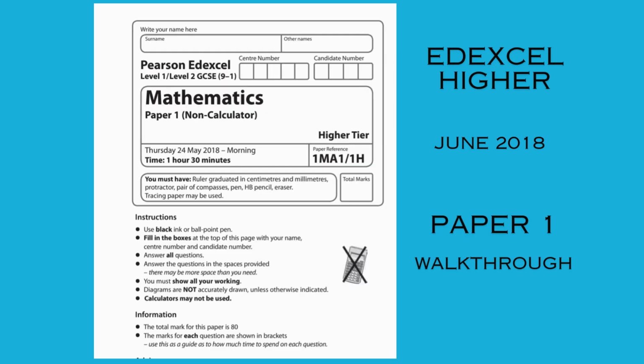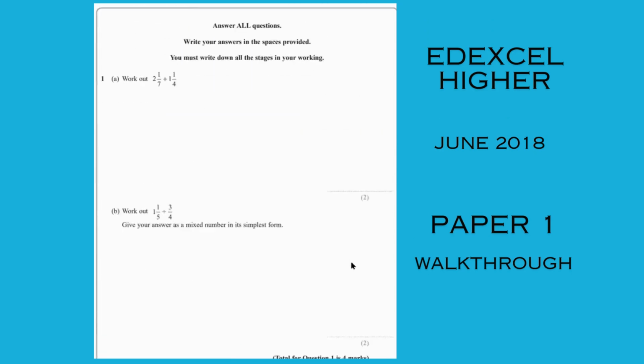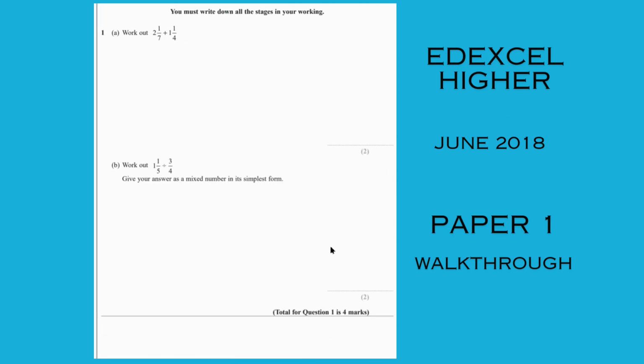So welcome to my walkthrough for the Edexcel Higher paper. It's the summer of 2018 papers we're starting today, and it's non-calc, which is why it starts off with the usual fractions work. So first question, going to make them top heavy, so I always go big times bottom, 2 sevens are 14. Add the 1 on top, 15 is your numerator.